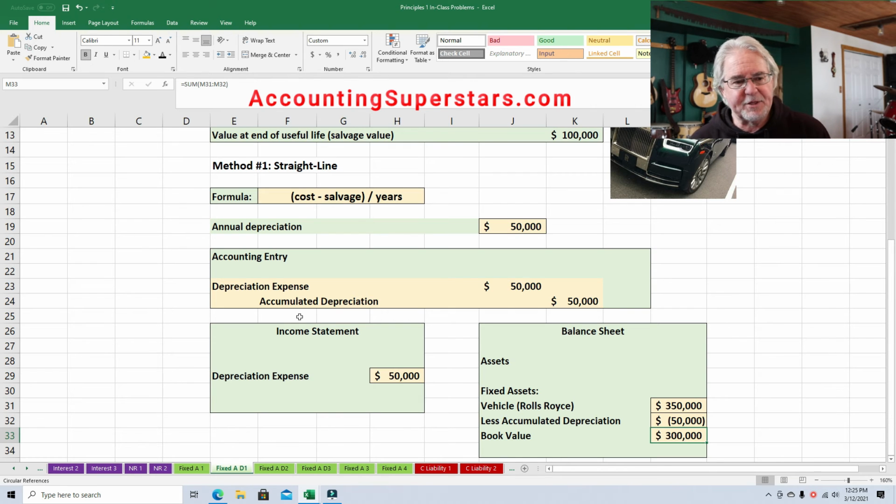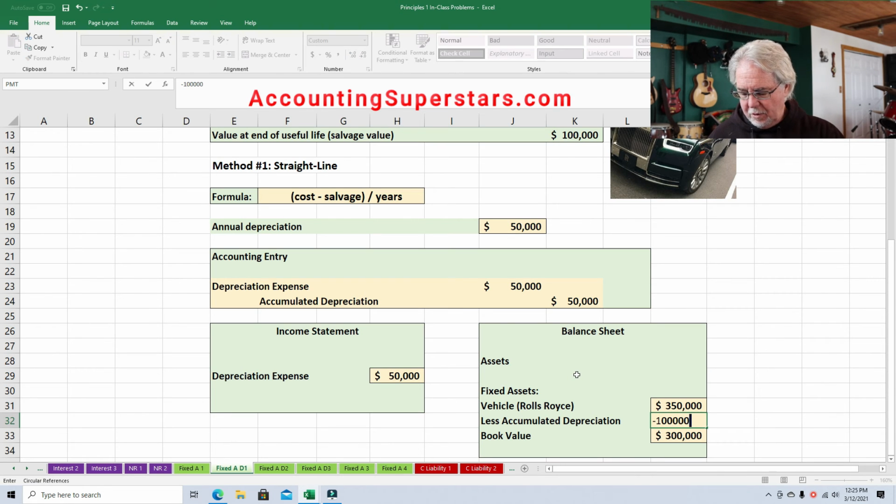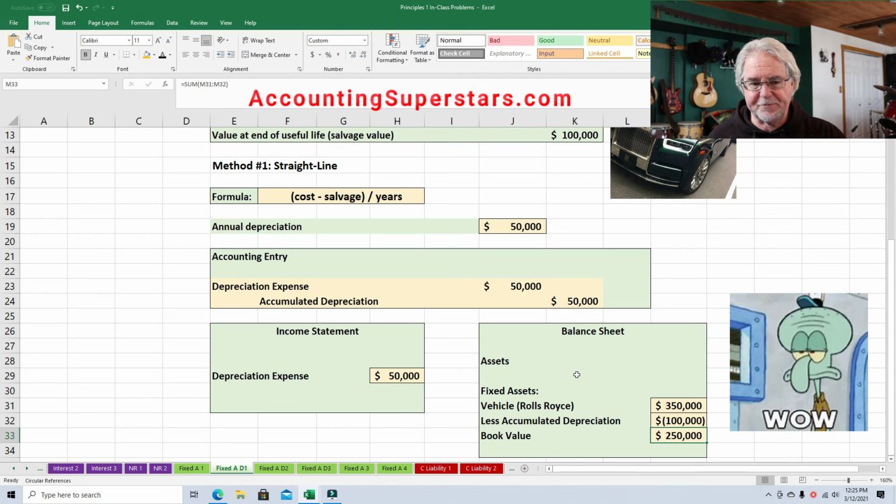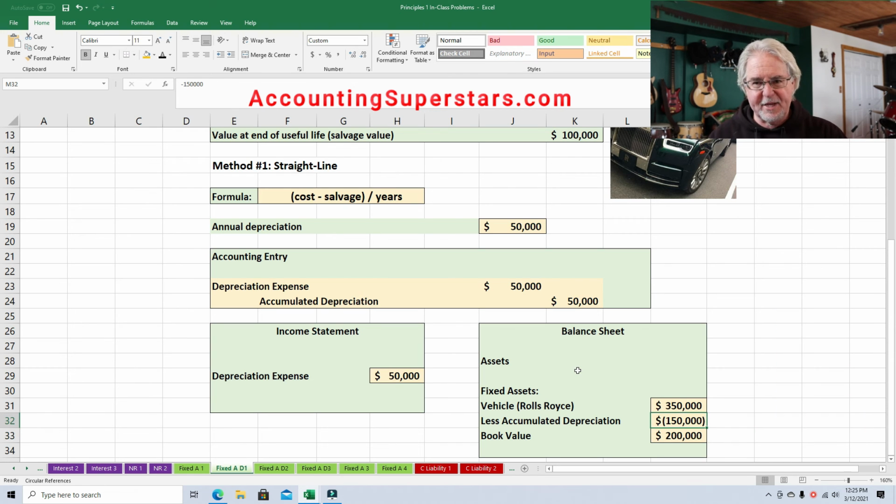Now, one last thing about this accumulated depreciation. At the end of year 2, this accumulated depreciation will now be a negative 100,000. And then at the end of year 3, it'll be a negative 150,000. Do you see the picture? At the end of year 4, negative 200,000. And so on and so forth.